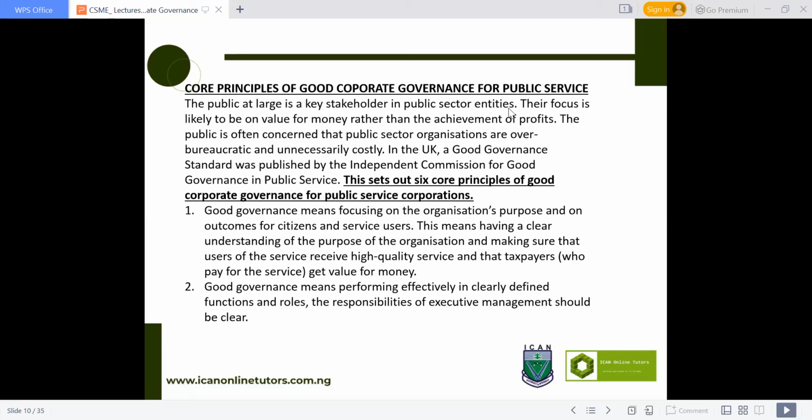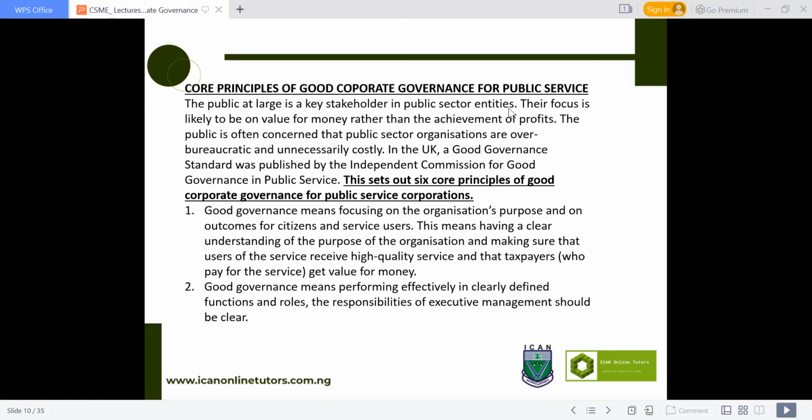The Independent Commission for Good Governance in Public Service in the UK. There's a commission in the UK, and in the UK, a good corporate governance standard was published by the Independent Commission for Good Governance in Public Service. They set out six core principles of good corporate governance for public service corporations.